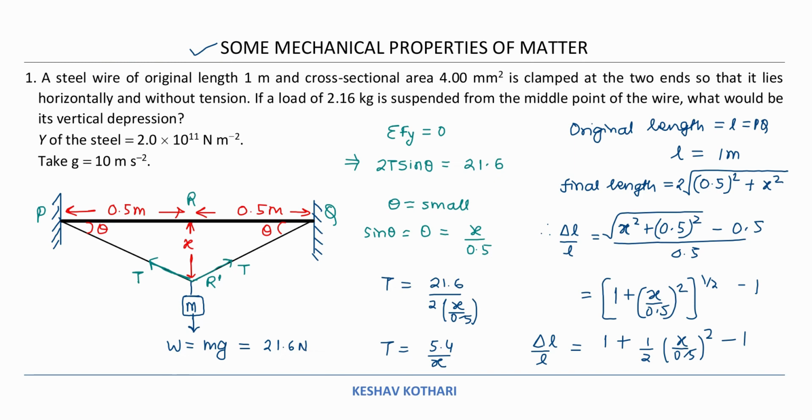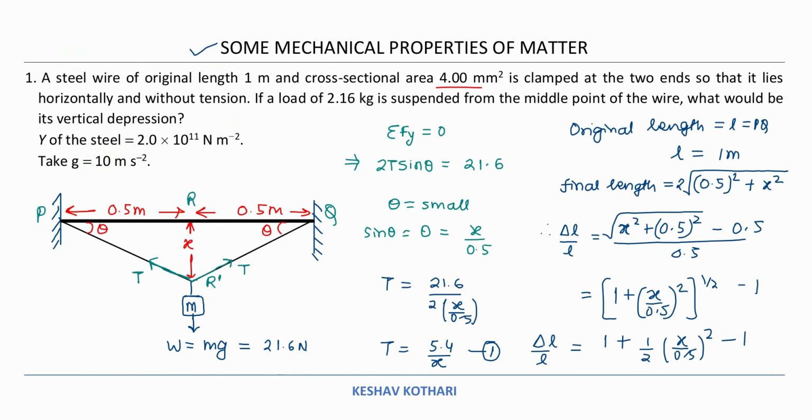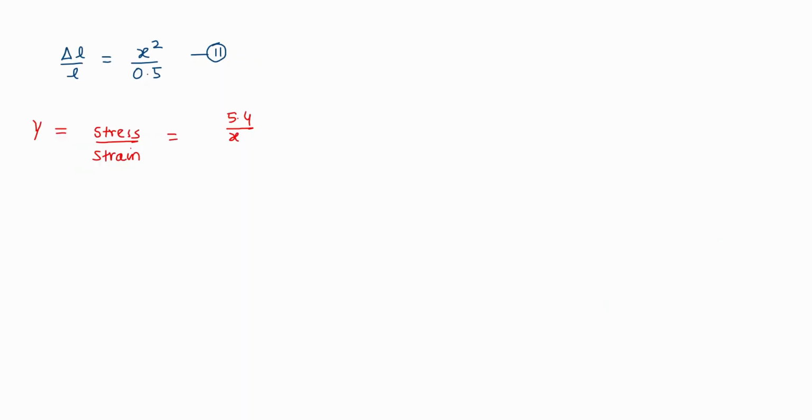This was the first important aspect that we had, and this is the second important aspect that we have come across. So over here, if I use the working formula for Young's modulus, then the Young's modulus is written as stress by strain. Stress can be written as the tension in the thread, which is 5.4 by x, divided by the area. The problem is stating that the area is 4 millimeter square, so in meter square that is 4 into 10 to the power minus 6, upon strain, that is delta L by L.